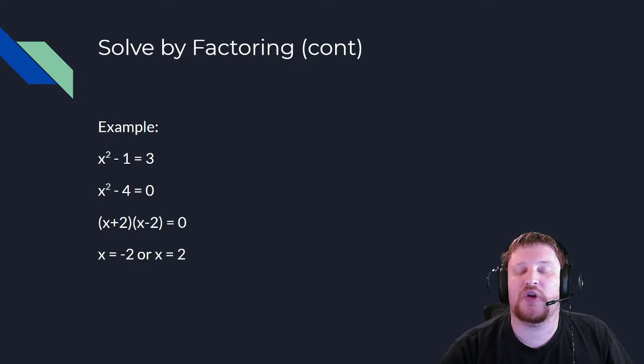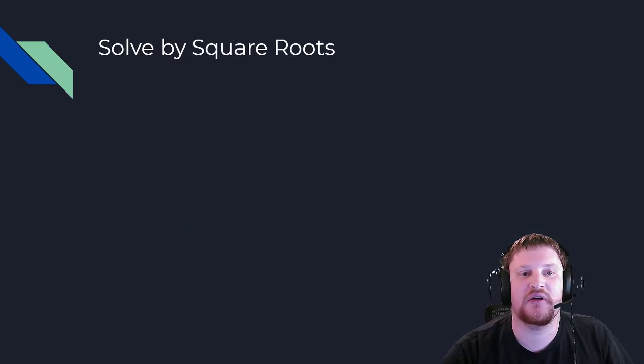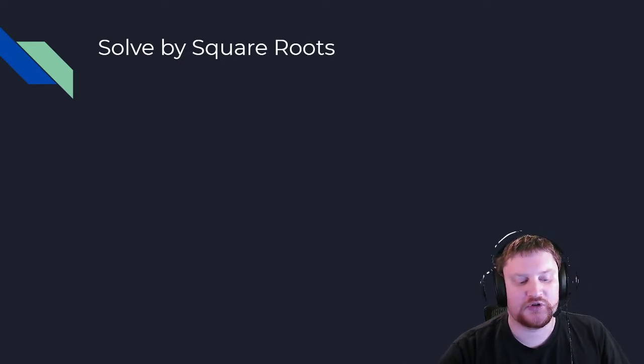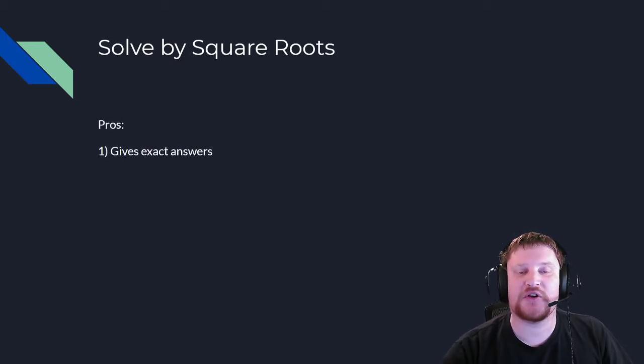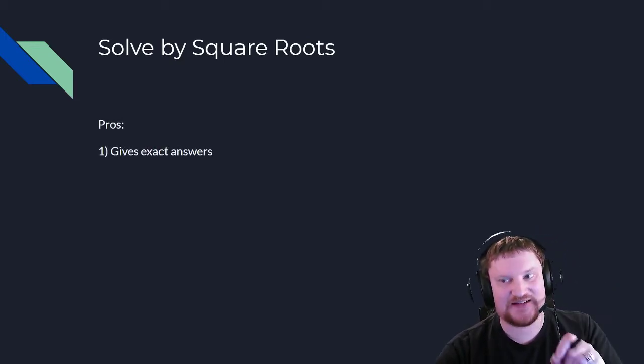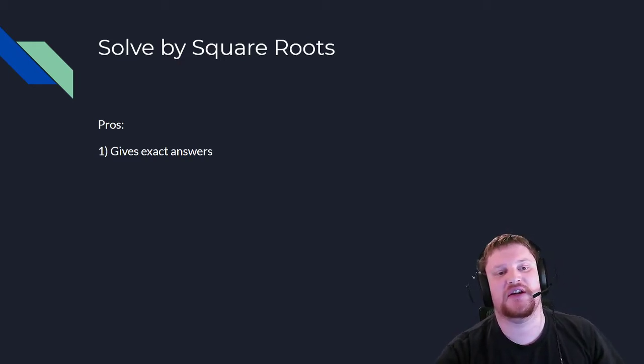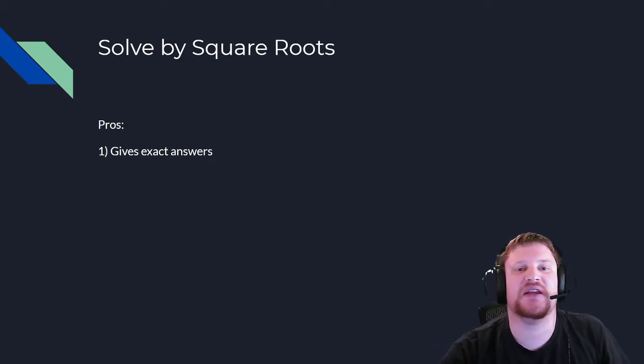Moving on though, we do have one more method, and it's actually the title of this unit, or this section: solving by taking square roots. So our solution method is going to be a little similar. It does have some pretty significant pros. First of all, it gives us an exact answer. So if we need to know that it is 3 times the square root of 2, this is the only method that can give that to us.